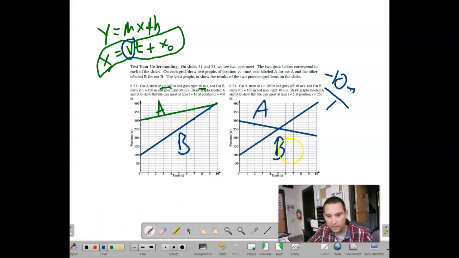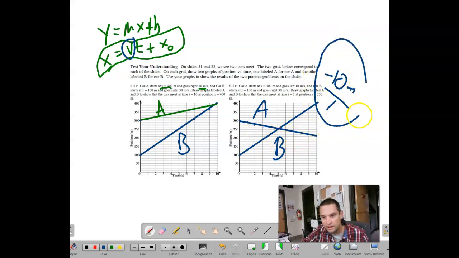Alright, so after graphing all that, we've got line A here, line B there. Line A shows that the car is moving in the opposite direction. Not with a velocity that's slowing down, just in the opposite direction.